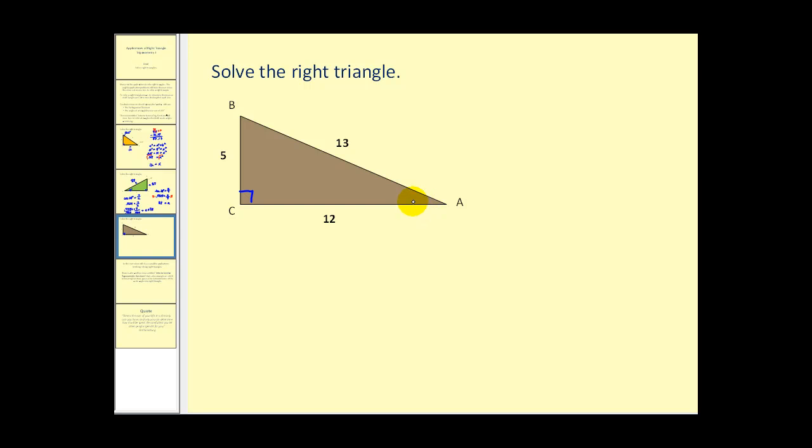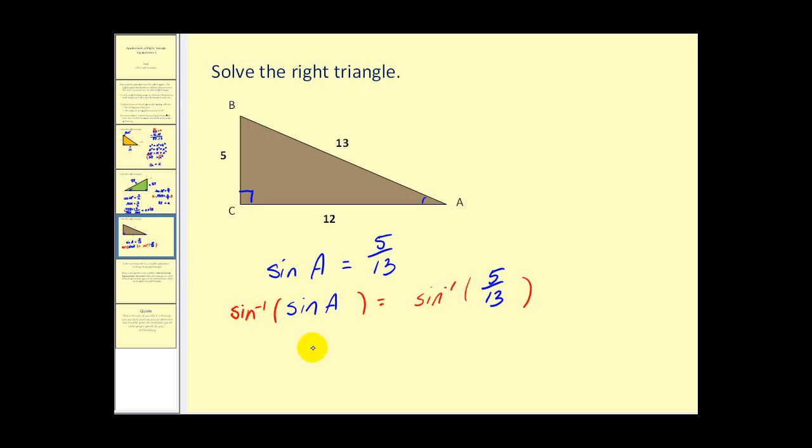Notice on this problem we're missing the two acute angles, so we're going to have to use one of the inverse trig functions to find the measure of angle A or angle B. So let's go ahead and use angle A. Using sine, we'd have the sine of A is equal to 5 over 13, or the opposite over the hypotenuse. Now if we take the arc sine or inverse sine of both sides, on the left side, the inverse sine of sine A just gives us angle A. And on the right, we can go to our calculator and determine this angle.